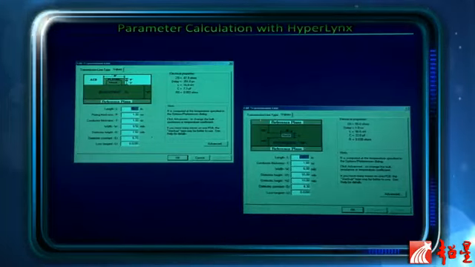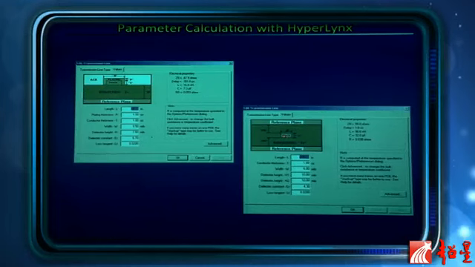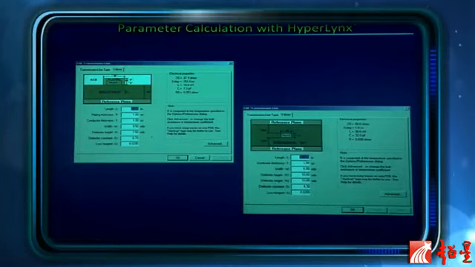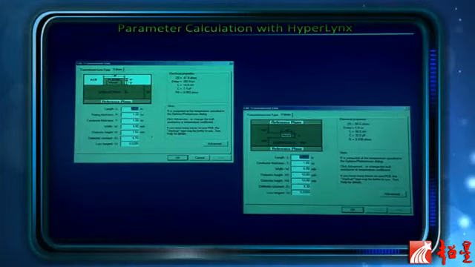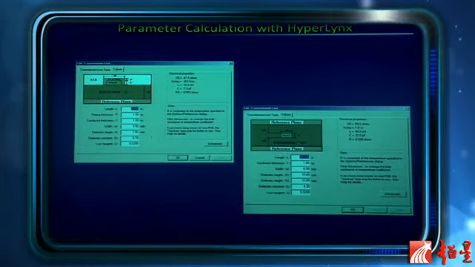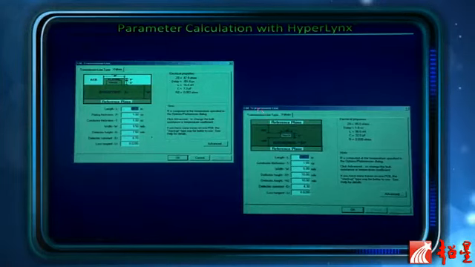The stripline has two references, one on the top and one on the bottom, and then the trace is in the middle. So if you have a trace in the middle of your printed circuit board, it's called a stripline. If the trace is on the top or bottom of the board, it's a microstrip. So the HyperLynx software should be able to calculate line parameters for both cases.